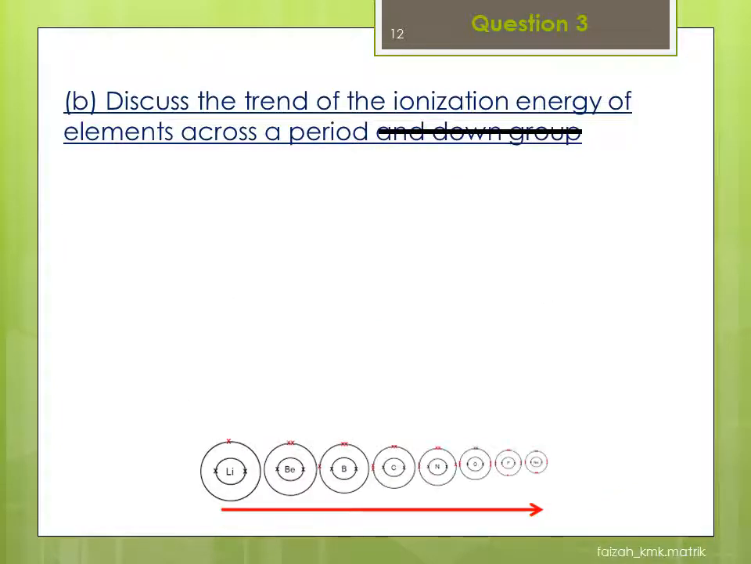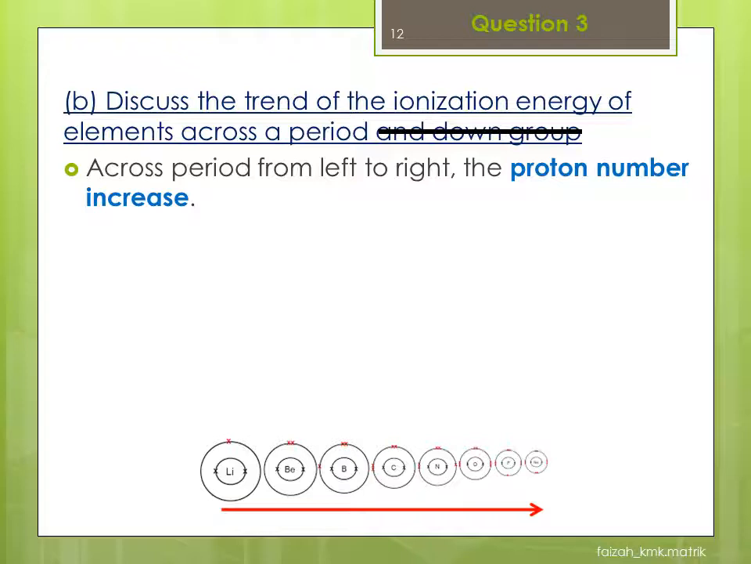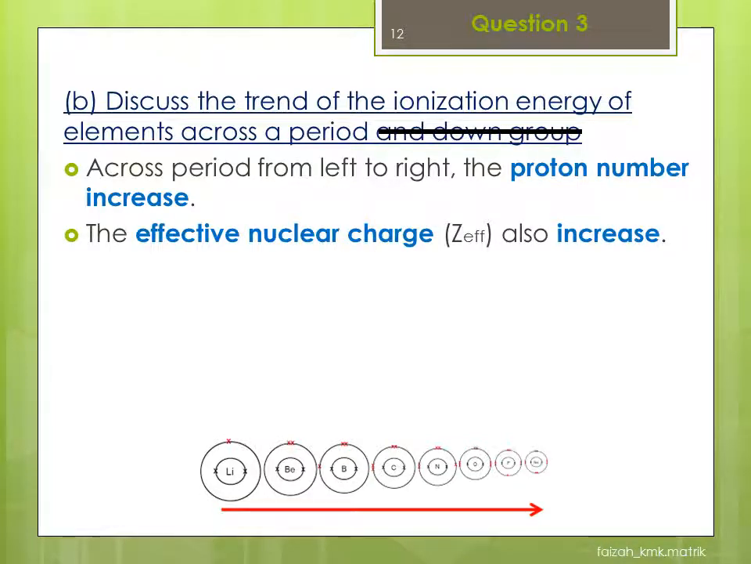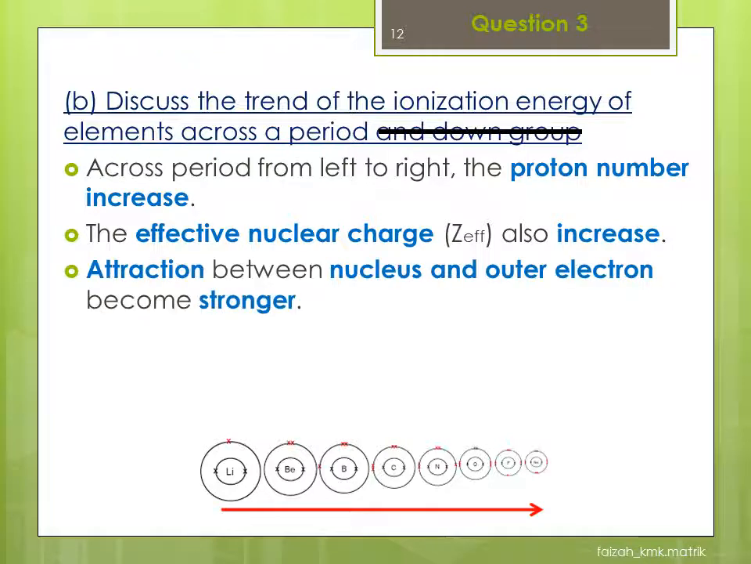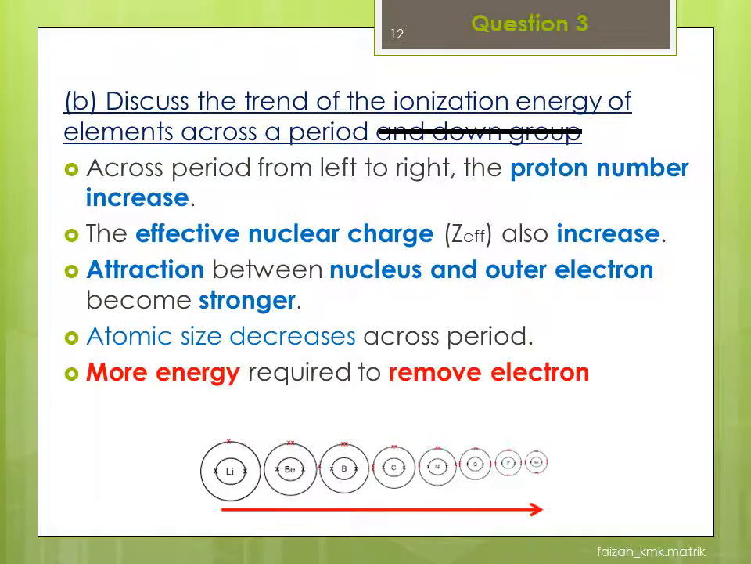Question 3b. Discuss the trend of ionization energy of elements across a period. Across period from left to right, the proton number increases. The effective nuclear charge also increases. Attraction between nucleus and outer electron becomes stronger. Atomic size decreases across period. More energy required to remove electron.